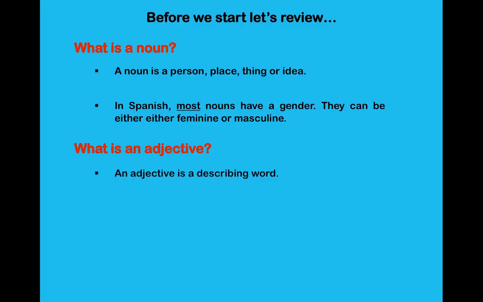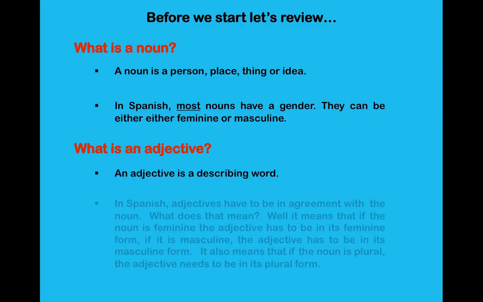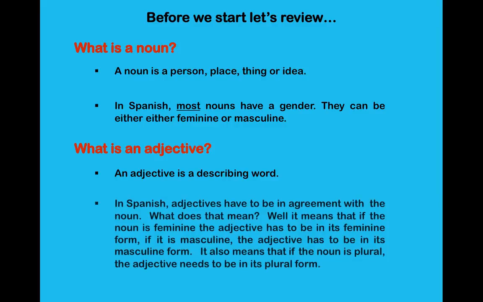In Spanish, the adjectives have to have agreement with the noun. What does that mean? Well, it means that if the noun is feminine, the adjective has to be in its feminine form. And if it's masculine, the adjective has to be in its masculine form. It also means that if the noun is plural, the adjective needs to be in its plural form. And this lesson will review that last section, the adjectives in their plural form.